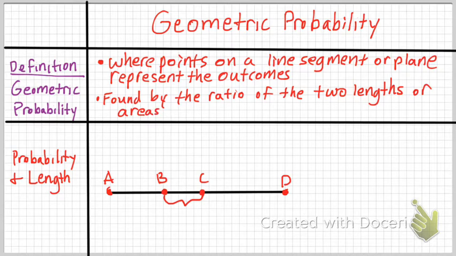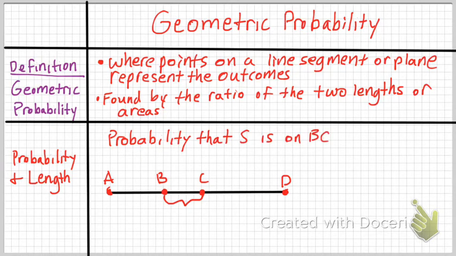Alright, so let's talk about probability and length. So if I want to find the probability that point S, so S is just some outcome. So this is just like when we're asking about any outcome in theoretical probability of just numbers. So the probability that S is on BC.